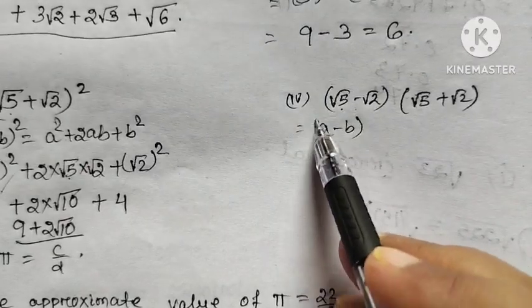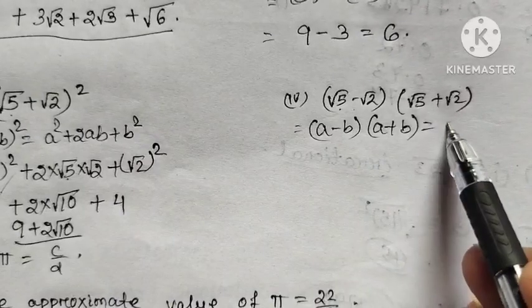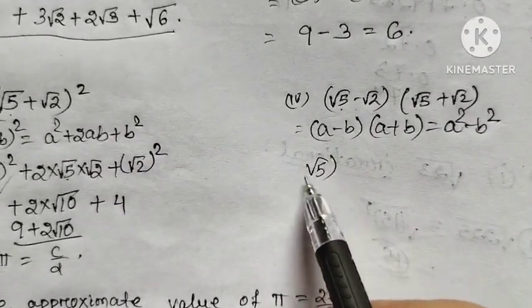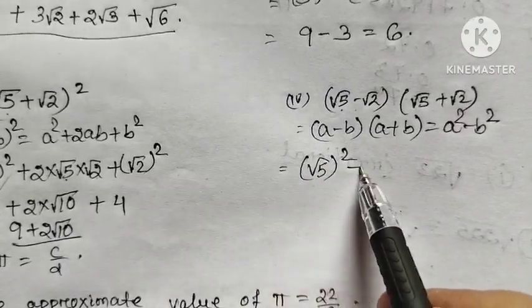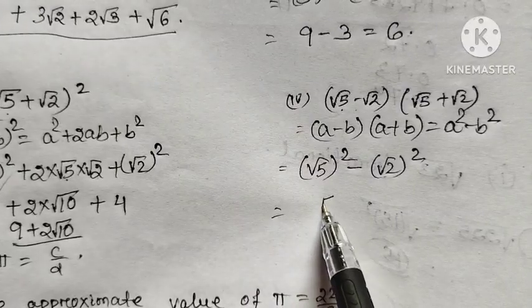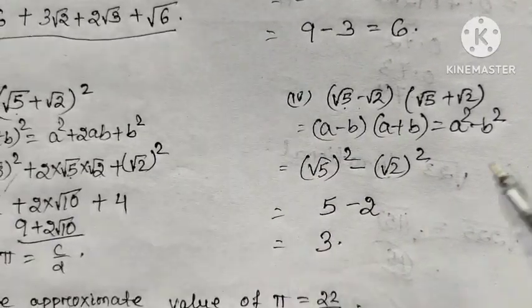Then next it is root 5 minus root 2 into root 5 plus root 2, same thing. (a minus b) into (a plus b) is equal to a square minus b square. Root 5 square minus root 2 square. Then it is 5 minus 2. Then what is the answer? 3.